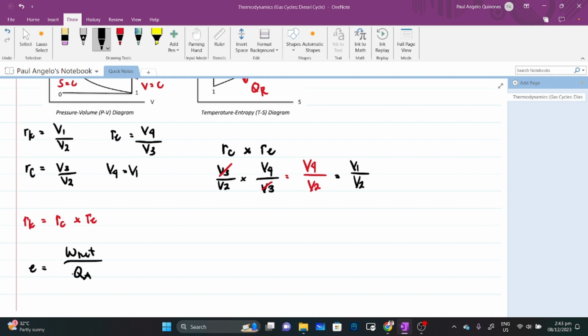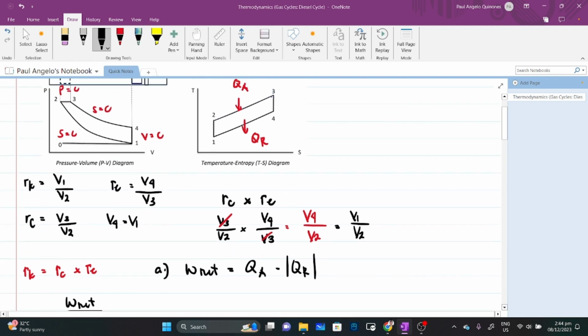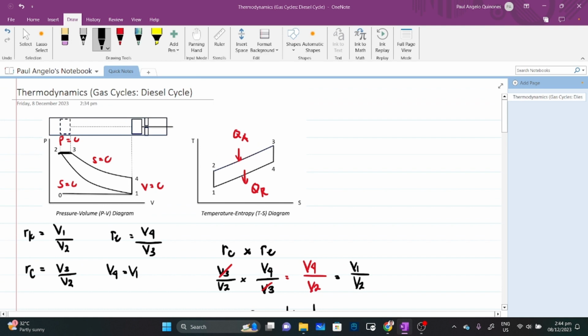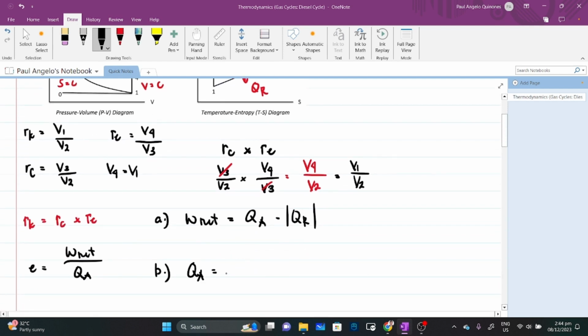Let's derive the efficiency specifically for the diesel cycle. Let's start first with the work net. That is equation A. For all gas cycles as well, work net is QA minus the absolute value of QR. We need to solve first for QA. We've said that it occurs from point 2 to 3. However, let's determine first what type of process 2 to 3 is. We've said earlier that this one is a constant pressure process. Therefore, QA is m times CP, or specific heat at constant pressure, times T3 minus T2. This is the equation for heat addition.